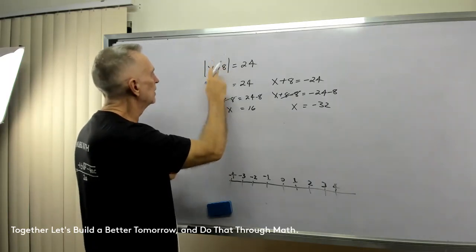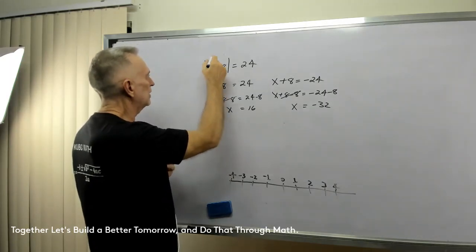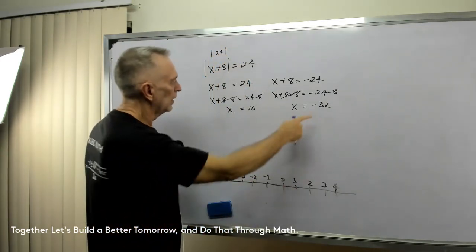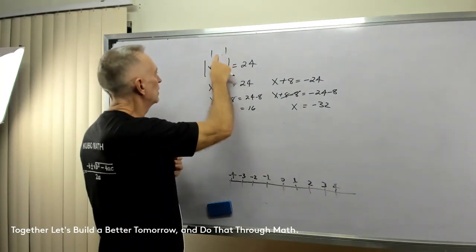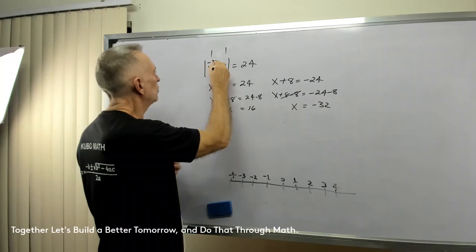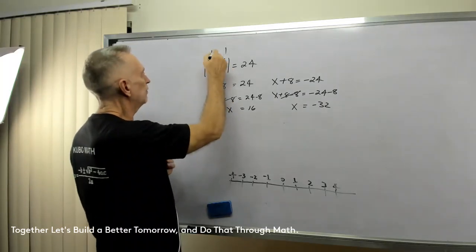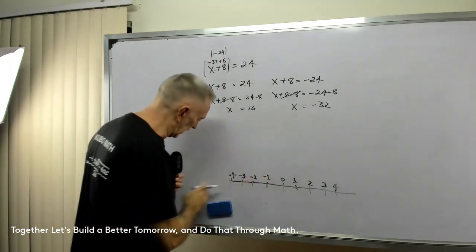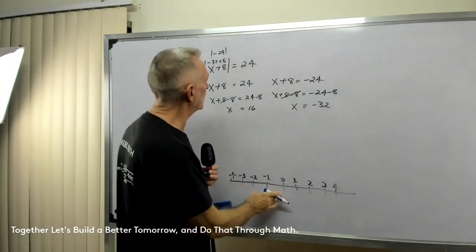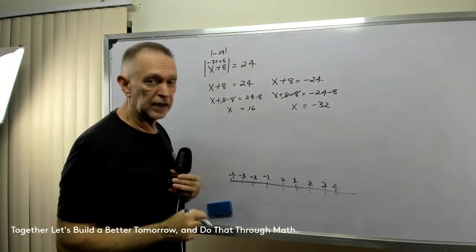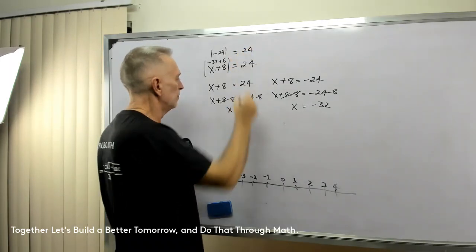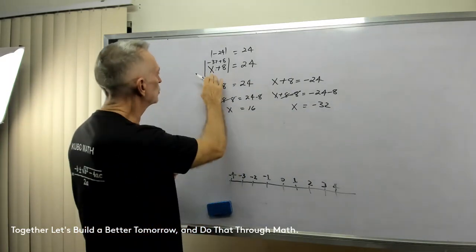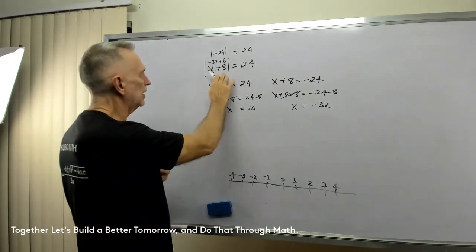All right, let's plug this back in. 16 plus 8, the absolute value of 16 plus 8, so the absolute value of 24 does in fact equal 24. Now let's put -32 in there. -32 plus 8 gives me -24. Well, the absolute value of -24 is 24 units from zero. So the absolute value of -24 is 24. So x equals 16, x equals negative 32 are solutions for the absolute value of x plus 8 equals 24.